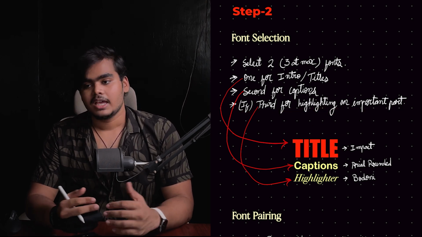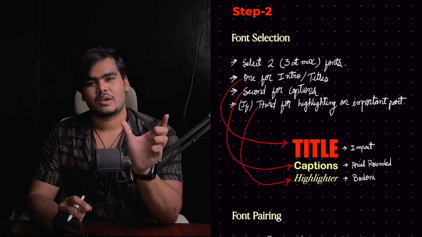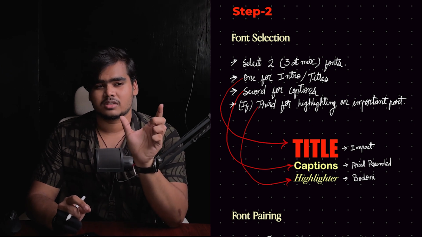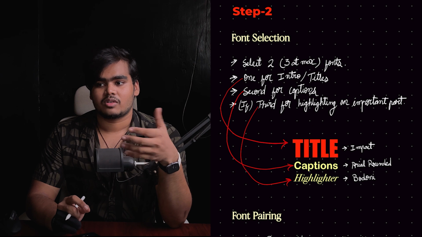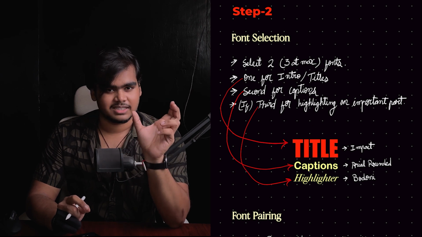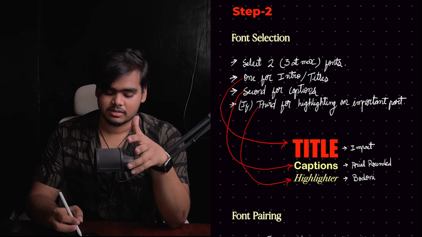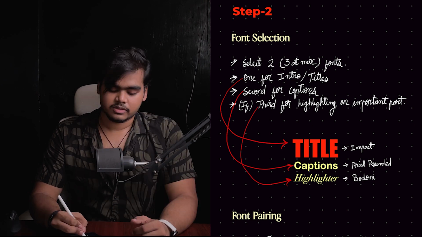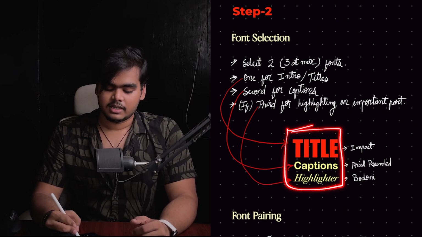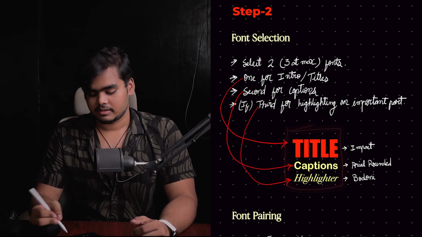For example, if you're creating a video and there are one or two sentences that you want to stand out, or you want your audience to just focus on them, then you can use the third font to highlight certain sentences. So I have also given examples here: title, caption, and highlights or highlighter.